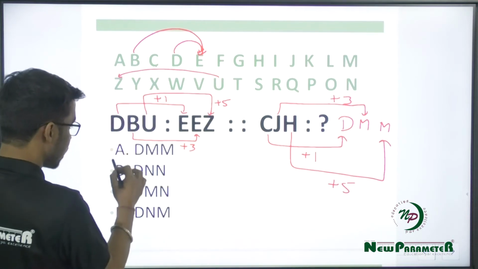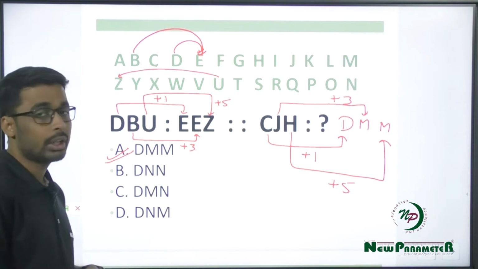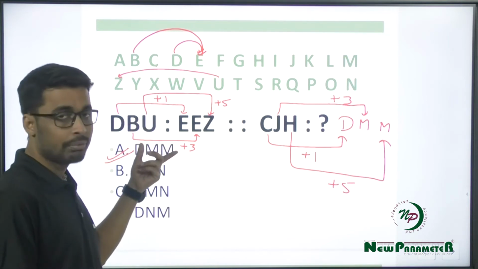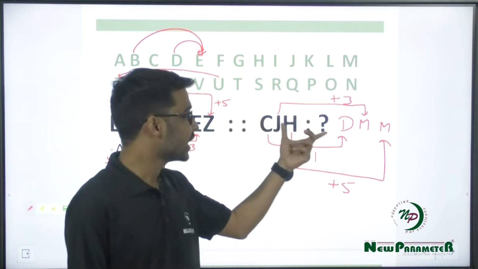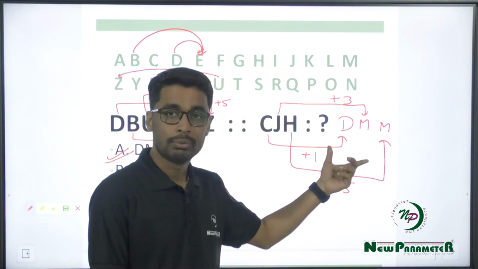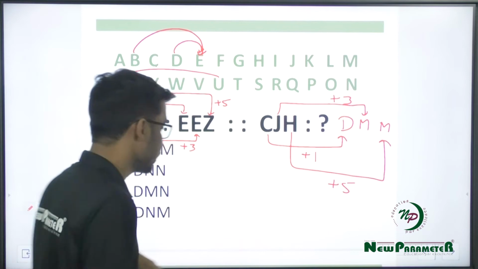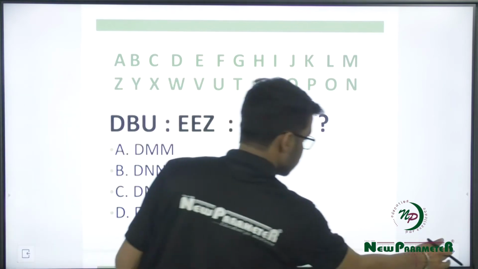Which option supports our answer? Option A. Right? So the logic that we have found in the first two words is going to be exactly the same for finding the fourth word. Make sure about that. Right? Let's take another example.